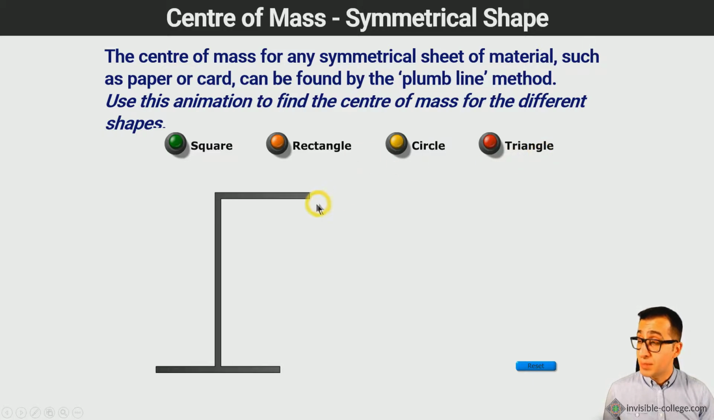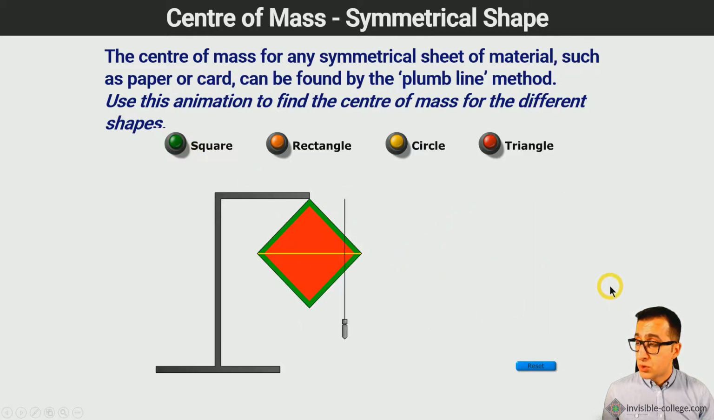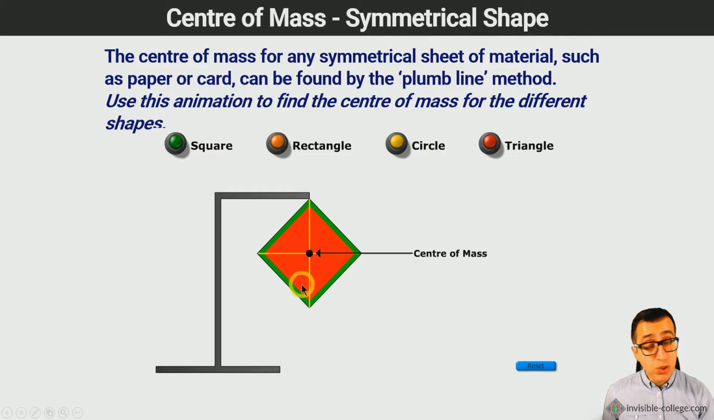So let's look at some practical methods first, and then we'll look at some geometric methods a little bit later on. If we take any symmetrical object, so a square, a rectangle, a circle, or a triangle, we can simply hang them by one corner and let them pivot around that hanging point until they stop moving, and then draw a vertical line through the corner and then do that again. So if we do this with a square, we first position the square hanging it by this corner, and as we saw, we drop a plumb line down and draw along it. We do the same thing with another corner. Where those two lines cross is where we find the centre of mass.